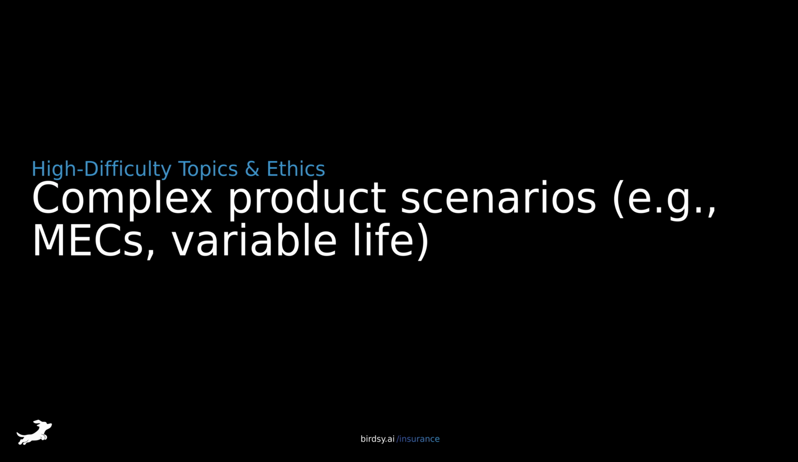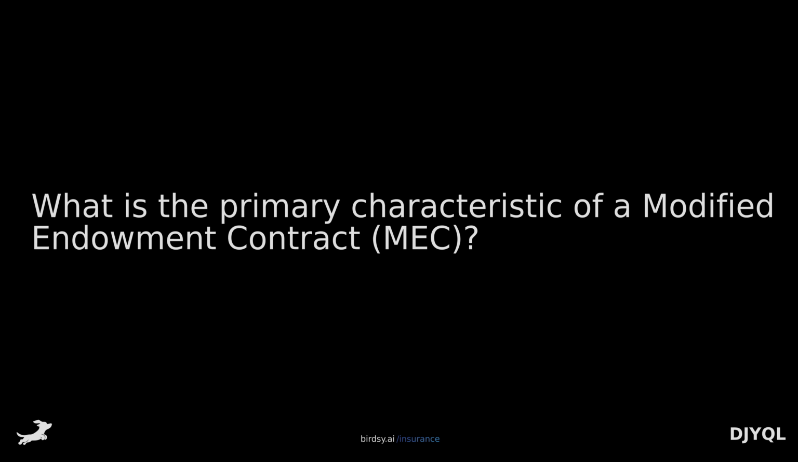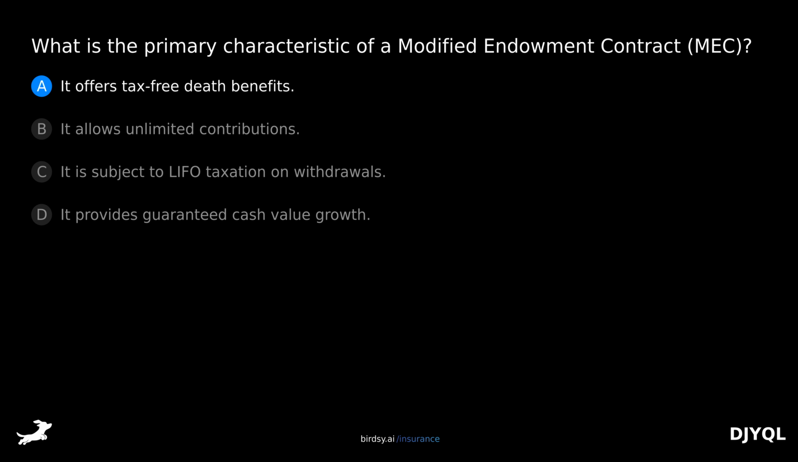Complex product scenarios, for example, MECs, variable life. What is the primary characteristic of a modified endowment contract? Is it A, it offers tax-free death benefits, B, it allows unlimited contributions, C, it is subject to LIFO taxation on withdrawals, or D, it provides guaranteed cash value growth? The answer is C, it is subject to LIFO taxation on withdrawals.